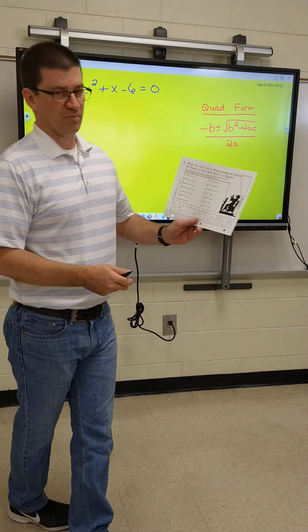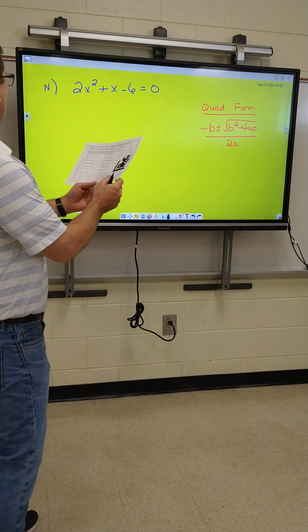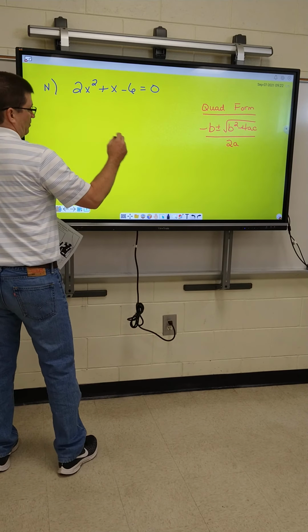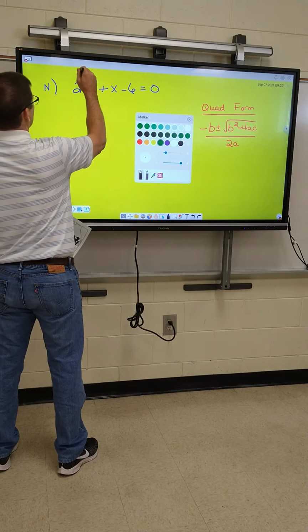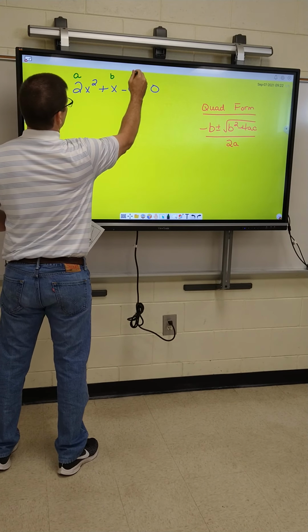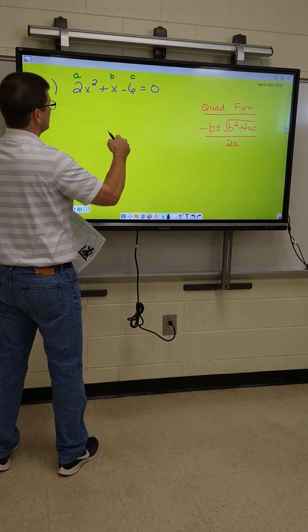I just want to show you guys a couple problems on here. Maybe this will help y'all complete this side of the worksheet so y'all can hand it in. All right, remember, you're doing the quadratic formula, you've got your A, your B, and your C. You want to make sure the equation is set up in standard form, make sure it looks like this.